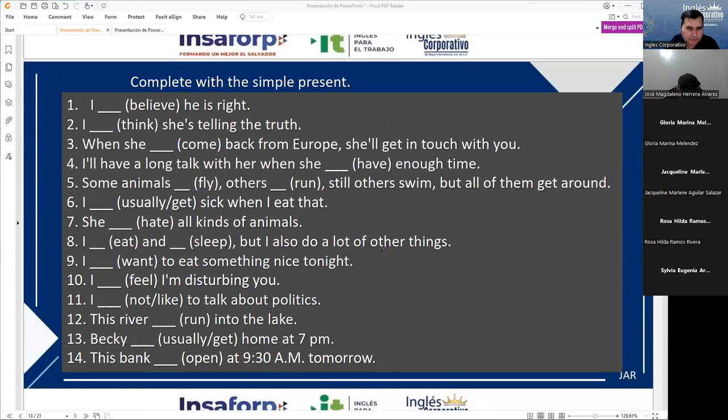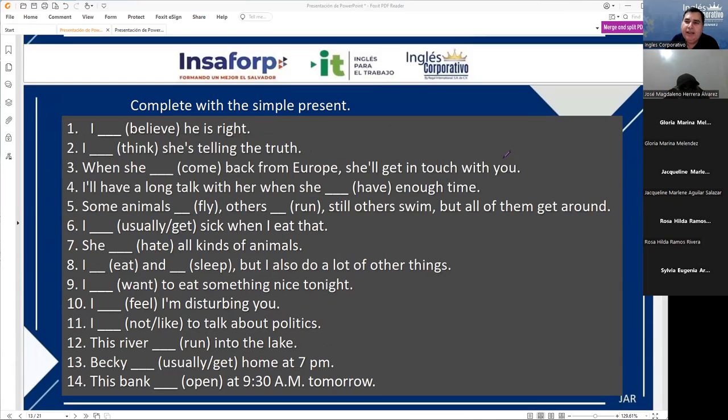So, what are we going to say? I believe he's right. I think she's telling the truth. When she comes back from Europe, she'll get in touch with you. I'll have a long talk with her when she has enough time. Some animals fly, others run, still others swim, but all of them get around. I usually get sick when I eat that. She hates all kinds of animals. I eat and sleep, but I also do a lot of other things. I want to hear something nice tonight. I feel I'm disturbing you. I don't like to talk about politics. This river runs into the lake. Becky usually gets home at 7 p.m. This bank opens at 9:30 a.m.